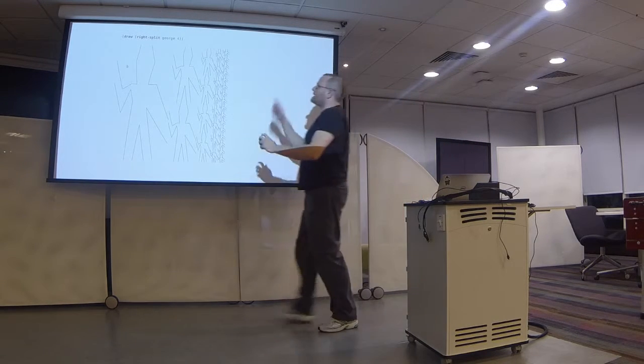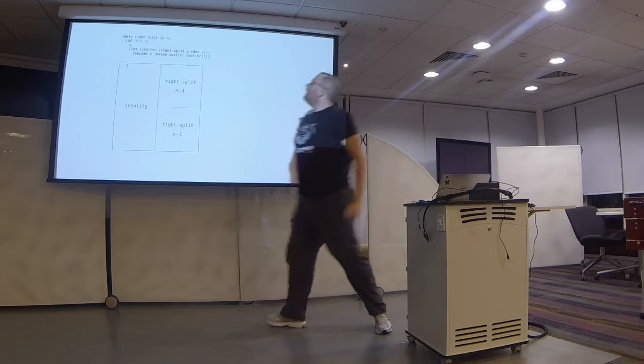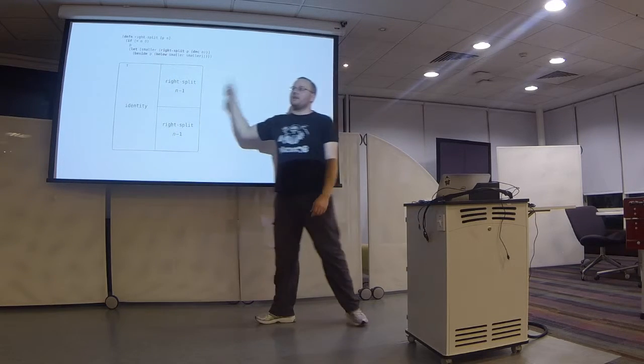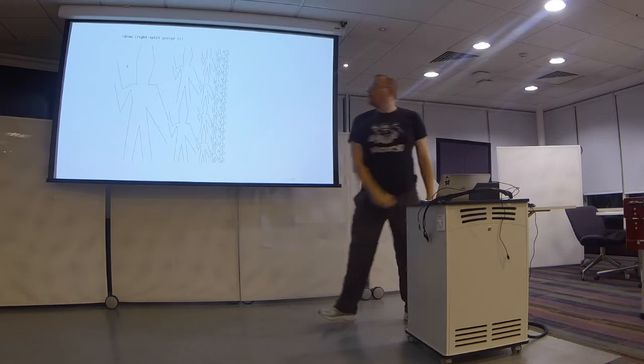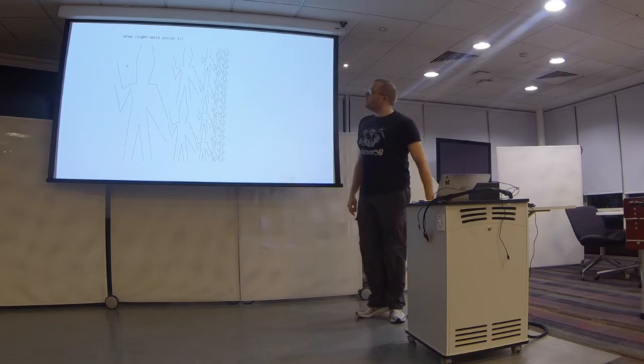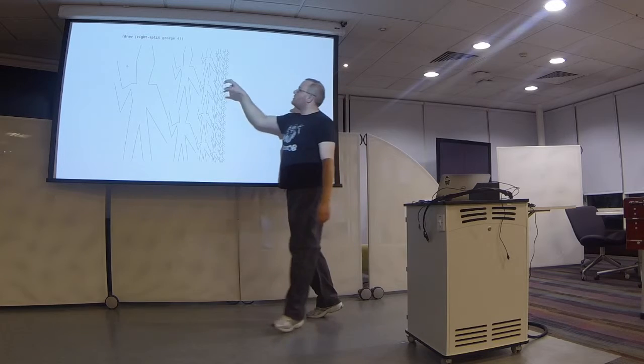So draw the right split of George for, remember, we're decrementing constantly, and we're drawing 2 of them, so it's going to go down in 2s, and then we started with 4, so we get 1, 2, 3, 4 extra Georges, and we're going out 2 each time.